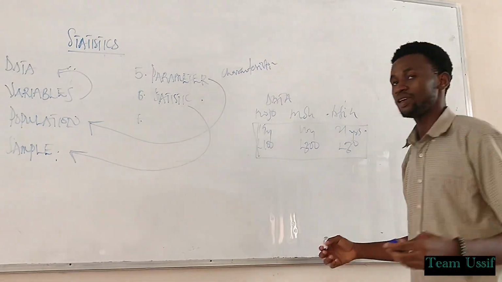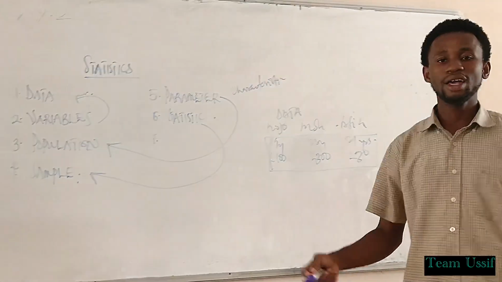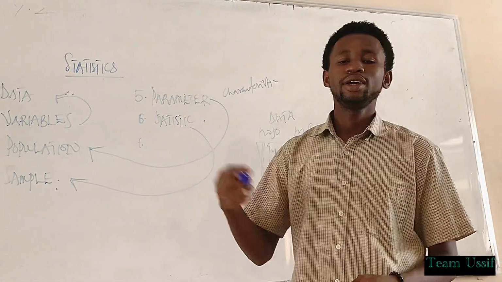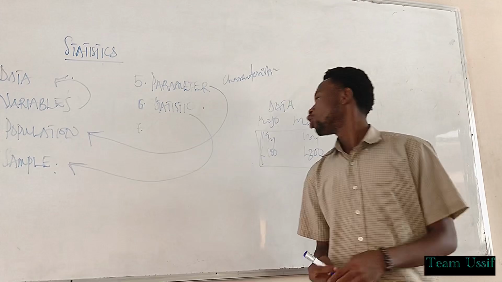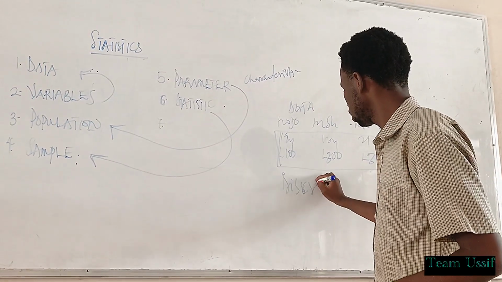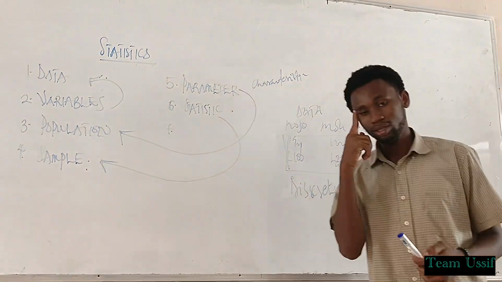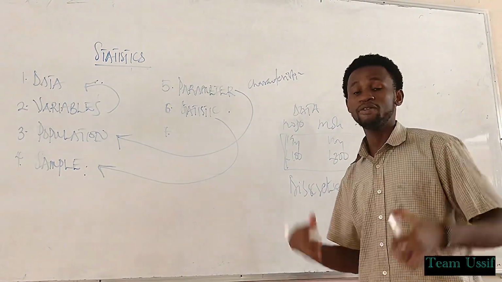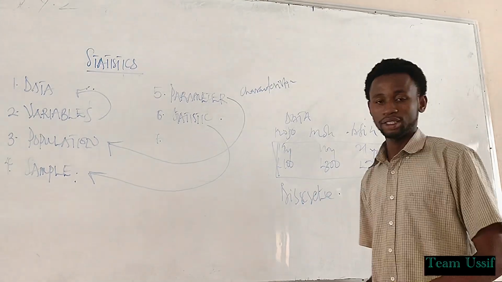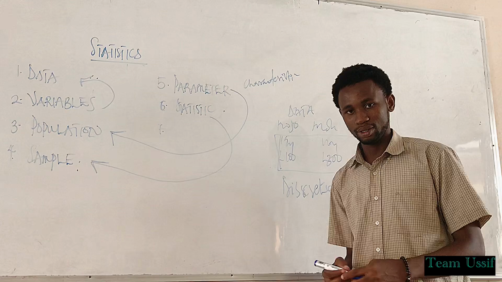So the characteristic figure. For example, you can have variables such as age, you can have variables such as height, you understand? So under the variables, we have two forms of variables. We have the discrete variables and the continuous variables. So for the discrete variables, they are the variables that can be counted, you understand? For example, you have age, you can count age. So they are variables that normally take whole numbers.